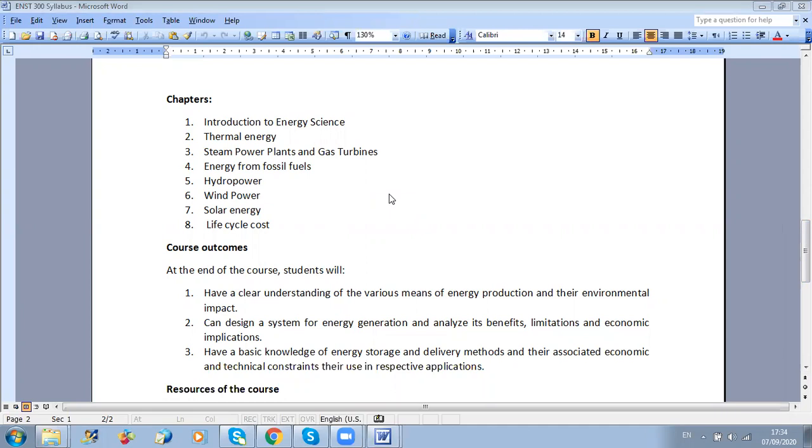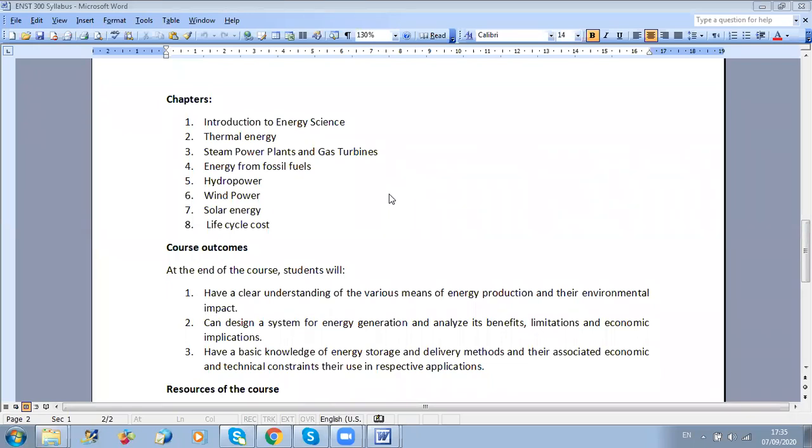In the fourth chapter, we will introduce energy we get from fossil fuels. Then we will go over hydropower, wind power, and solar energy. And finally, we will go to the economical assessment in the final chapter, which will consider life cycle costs.